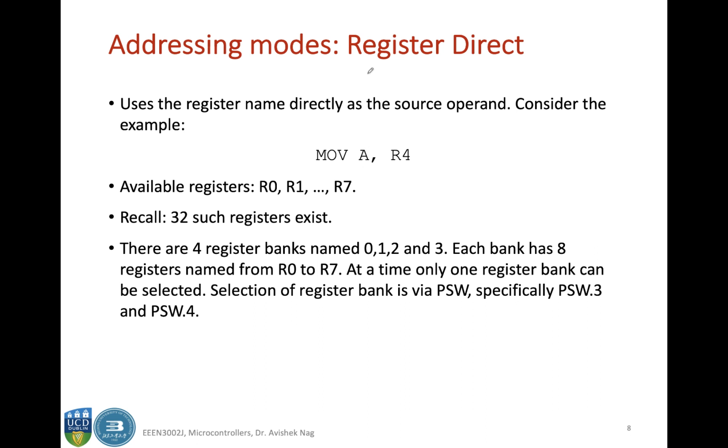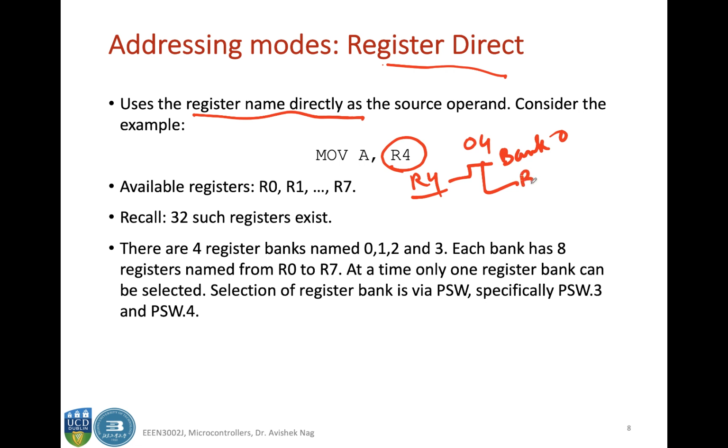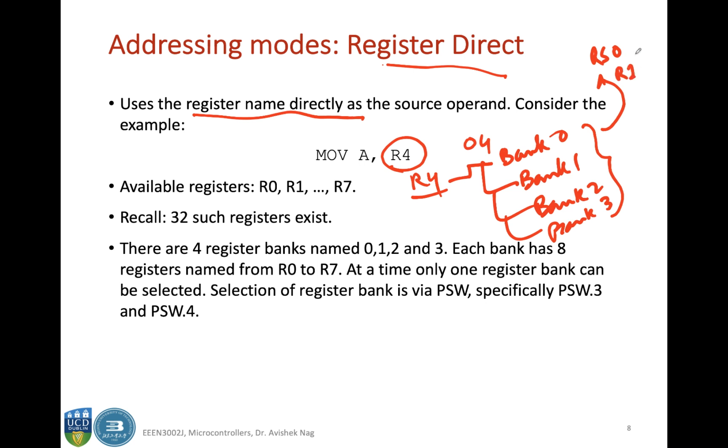Now let's see the next addressing mode, that is register direct. This uses the register name directly as the source operand. Earlier it was using 04, but now it is using R4. If you are using the register name directly, there is no way to know which R4 this is. Is it from bank 0, bank 1, bank 2 or bank 3? For this you have to look into the RS0 and RS1 bits of your program status word register to see which register bank is active. If these 2 bits are 00, then it will be register bank 0. If it is 01, then bank 1, and so on.